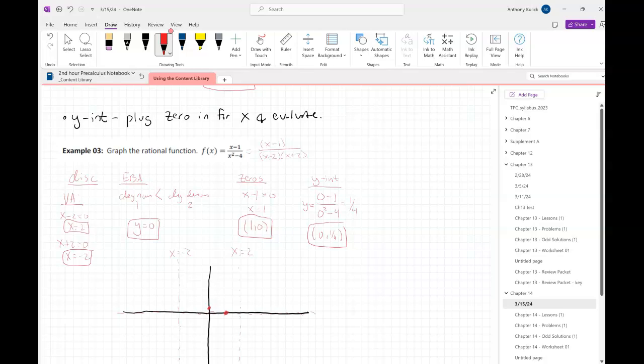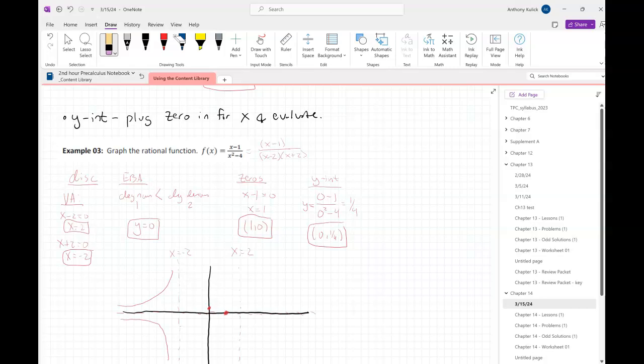So I know that at y equals 0, the graph is either going to be doing this or this at those vertical asymptotes, right? How do you know it's doing that? Because it's not supposed to cross the asymptotes. So it's either going to be above y equals 0 and before x equals -2, or it's going to be below y equals 0 and before x equals -2.